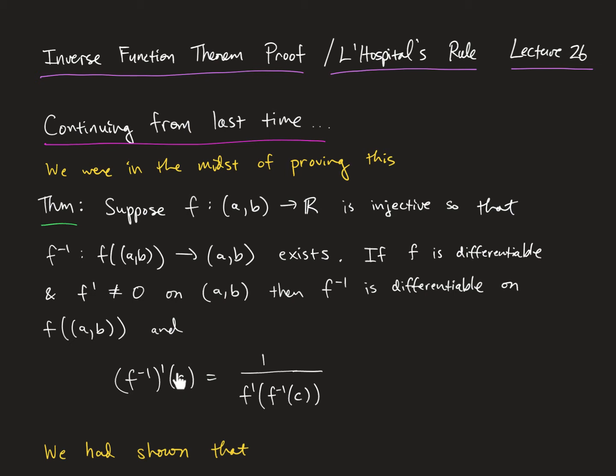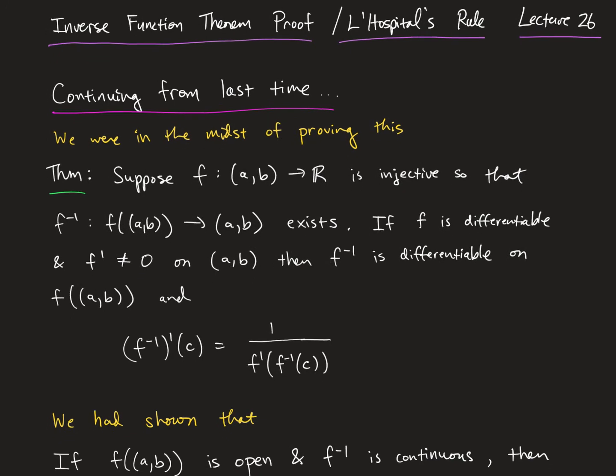So this C here is in the image of this interval, so we have to go back to the domain of f by using the inverse function and then evaluate the derivative of our original function there. It wouldn't really make sense to evaluate this thing at C because it's in the image, not in the original domain of the function. So we just have to hop back to the original and evaluate f prime there and do the inverse. Okay, so that's the formula.